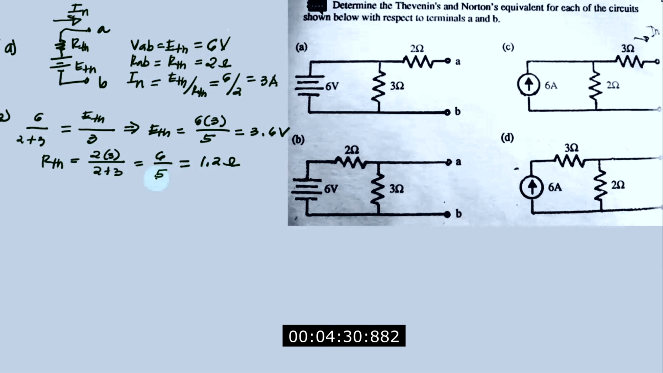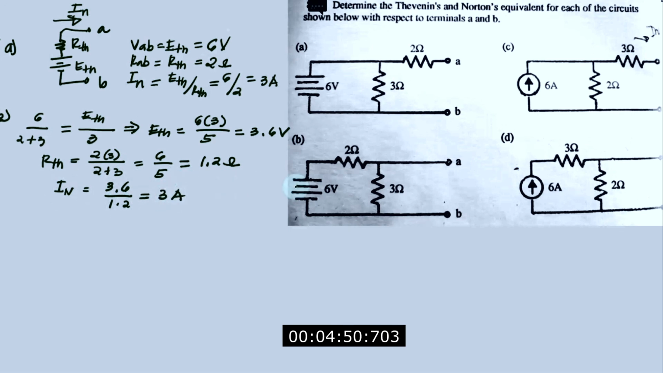And then for your I Norton, for the current, you just again apply Ohm's law. So that will be 3.6, that is the E Thevenin's, over the R Thevenin's, which is 1.2, and it is giving us 3 amperes.